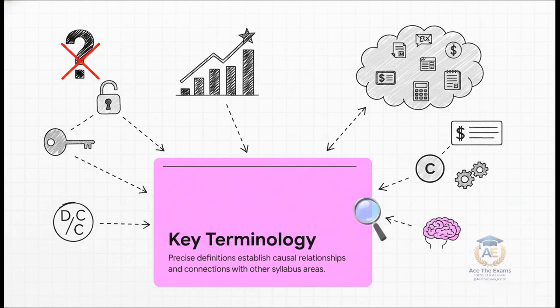Sam is hitting the nail on the head regarding the marking bands. Alex, your technical approach is absolutely crucial, but it's only the first layer. The examiner wants to see you translate that mathematical reality into a business reality. You have to clearly define your terms to prove you understand the causal relationship.